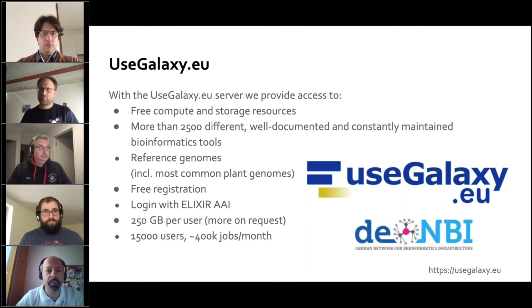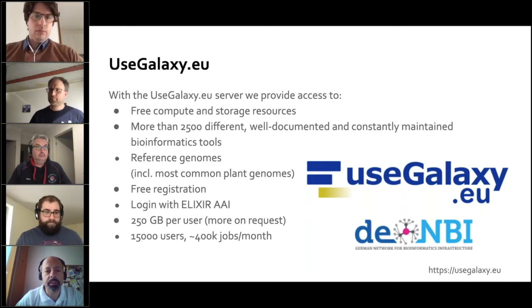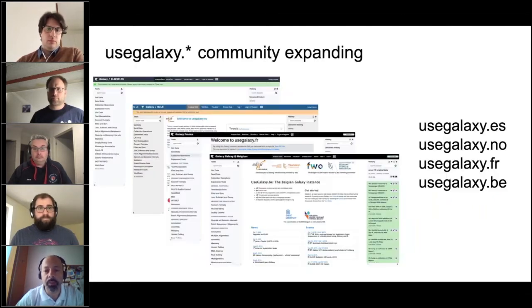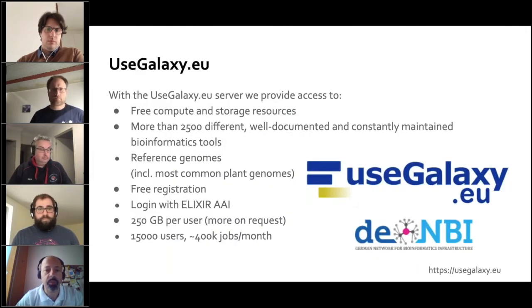We allow free registration to anyone on our server, and we also have a single sign-on system through ELIXIR AAI. Each user is granted about 250 gigabytes of space, but more can be requested easily with an online form. At the moment, we have around 50,000 registered users, and we process more or less 400,000 jobs per month. usegalaxy.eu is funded by DEMBI. DEMBI is the German network for bioinformatics infrastructure. Okay, next.